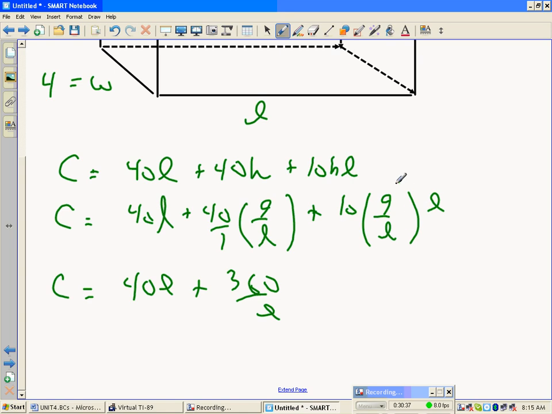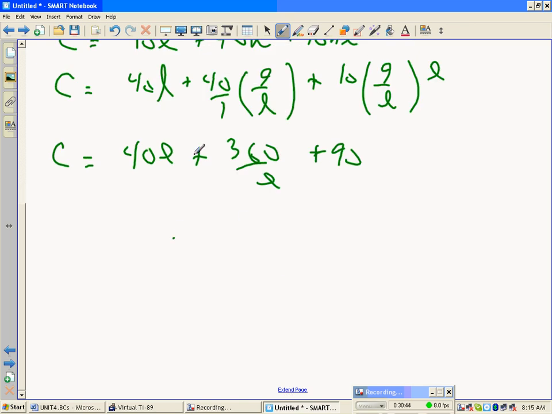And what happens with the L's? So what do you get? 90. And if we want to minimize the cost, what are you going to do? Well, that's the cost. What am I setting equal to 0? The derivative. Let's find the C prime of L. What is it?